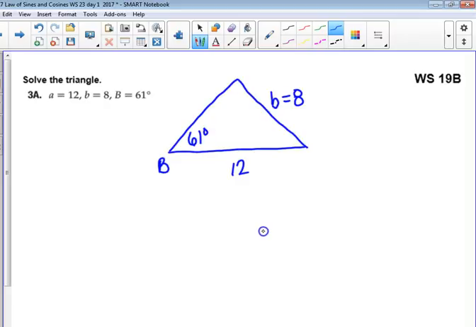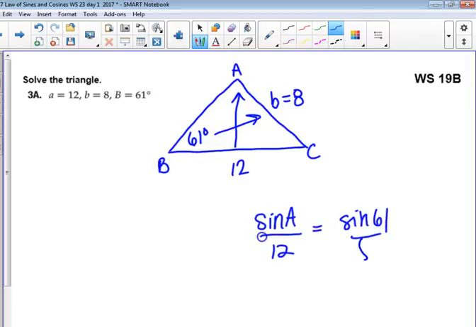All right, so what are we going to find first? The only thing we can set up, because these are across from each other, these are across from each other, so we can find the A. So we would set up sine of A is across from 12, in the same way sine of 61 is across from 8, and we type that in. We will get some kind of a number. Right. 12 times the sine of 61 divided by 8.